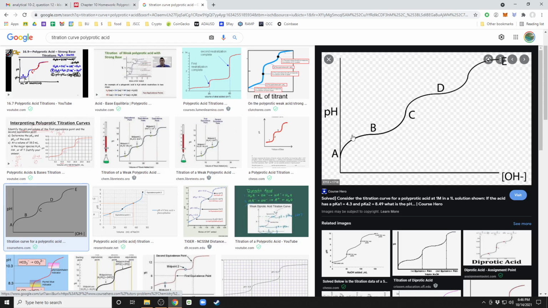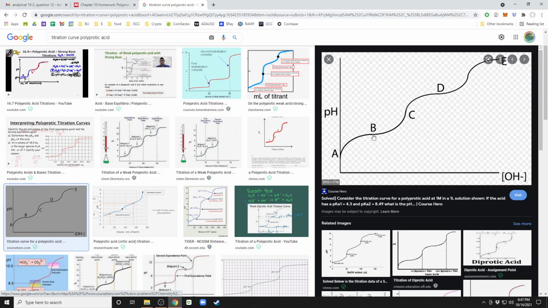As you add more base to it, you're going to enter a buffer region. Right there is your buffer. As you add more base to that, you destroy your buffer, and in this case, you actually reach your equivalence point where you've neutralized all of that original acid. Keep in mind that this point right here is half the equivalence point. And so that would mean that you are halfway through using up all your acid and turning it into base.